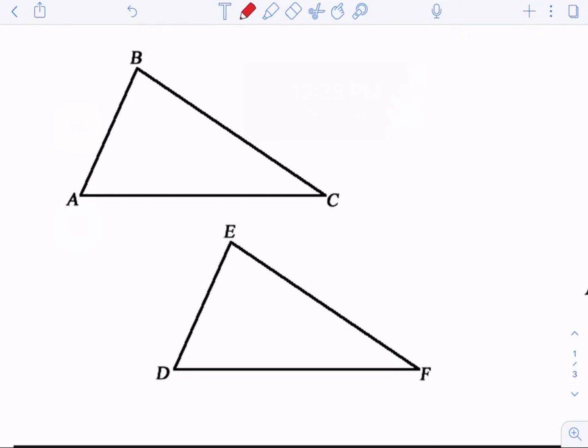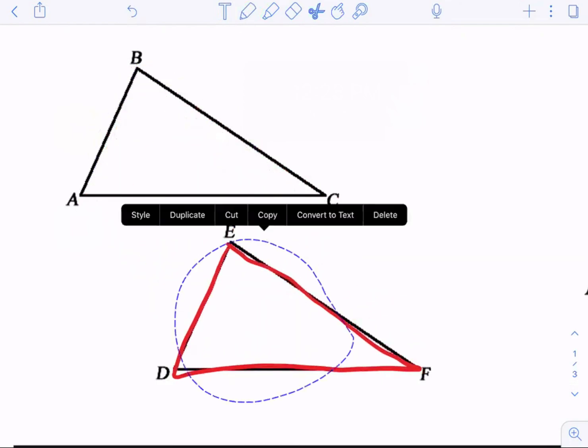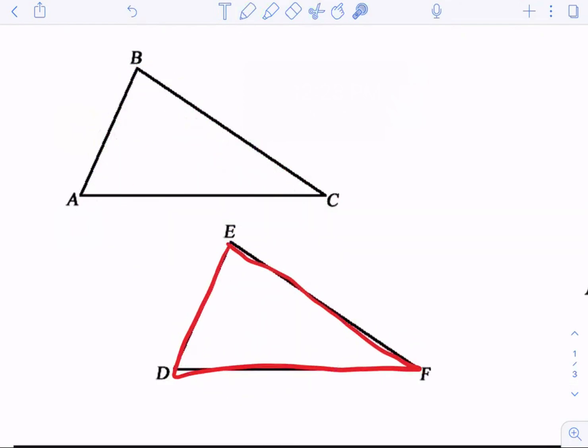So that means any part, like if I took this triangle right here and I actually drag it over here, that means at this corner, the angle A is congruent to the angle D. So it's important for you to note that. So angle A to angle D, angle B to angle E, angle C to angle F.